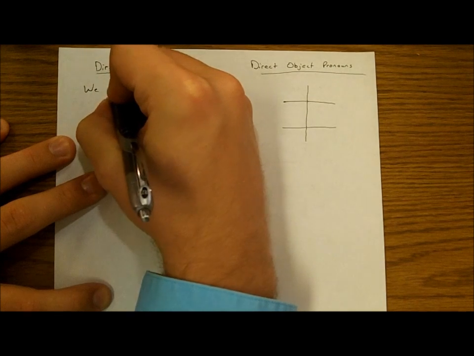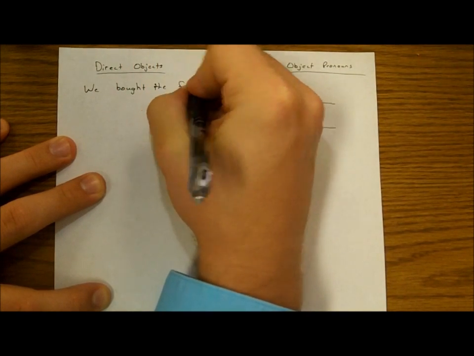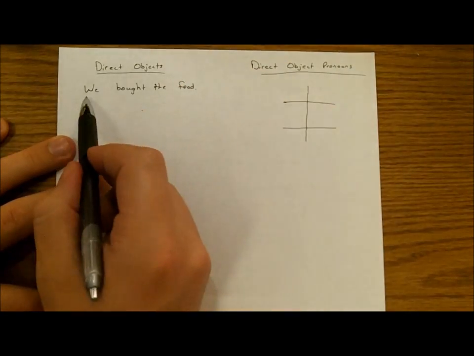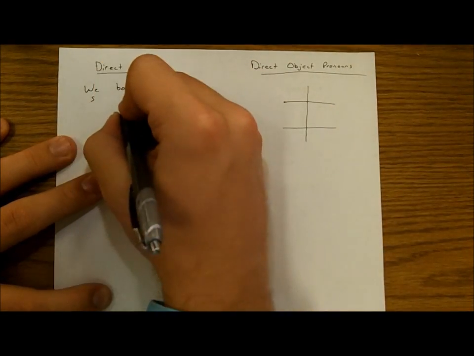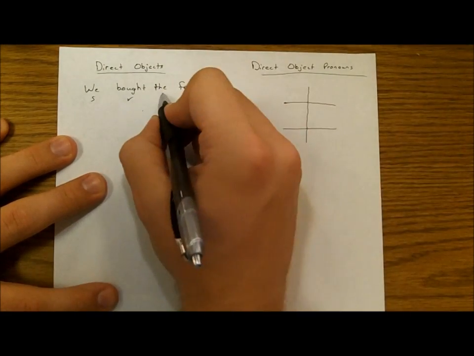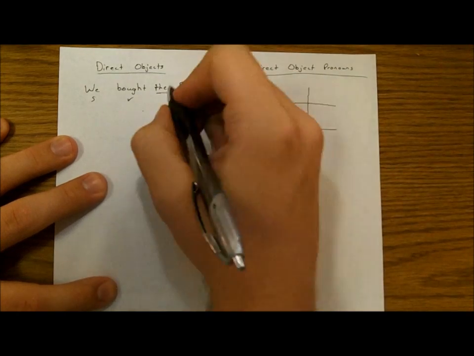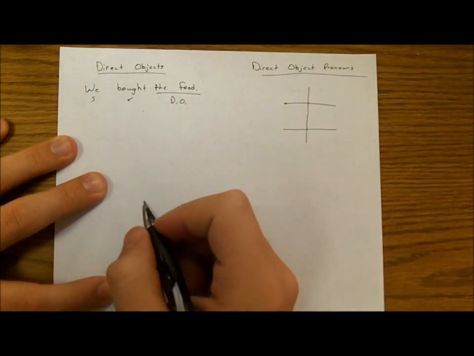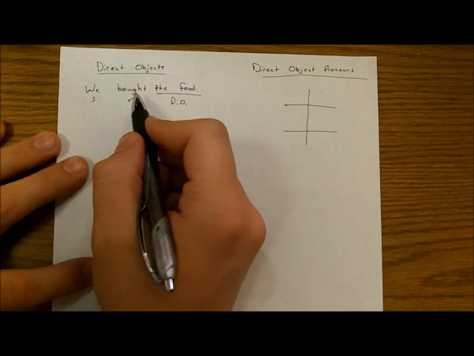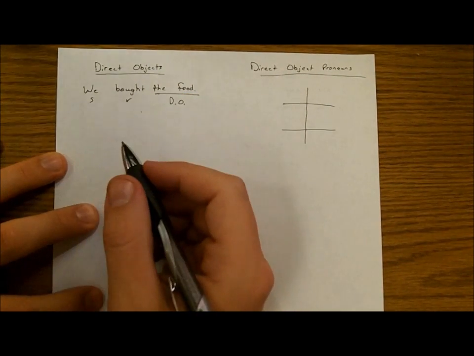We bought the food. We is the subject. Bought is the verb. Well, what are we buying? We're buying the food. So therefore, the food is going to be the direct object because it's receiving the action from the verb. It is being bought.